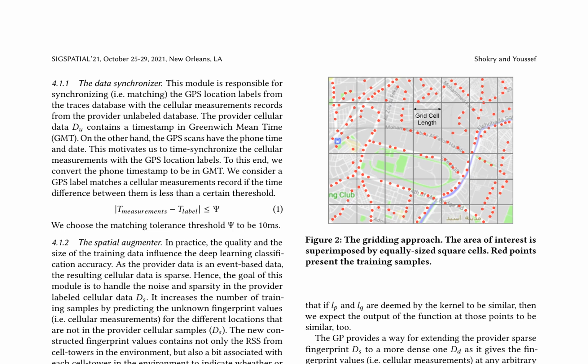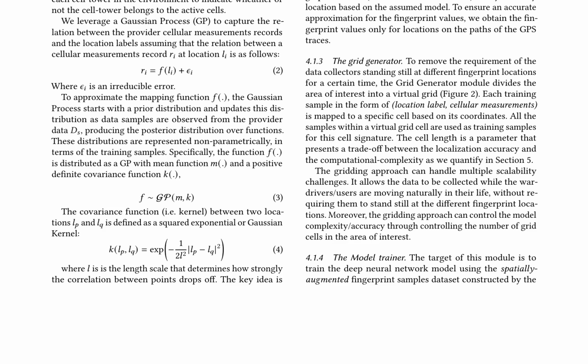The grid generator divides the area of interest into a virtual grid, and each training sample is mapped to a specific cell. The model trainer trains a deep neural network using the spatially augmented fingerprint samples. The system's architecture and modules are designed to overcome challenges such as building the fingerprint without overhead, handling noise and sparsity, scaling data to large areas, and providing enough training data. The system's performance is evaluated in terms of accuracy and computational complexity.